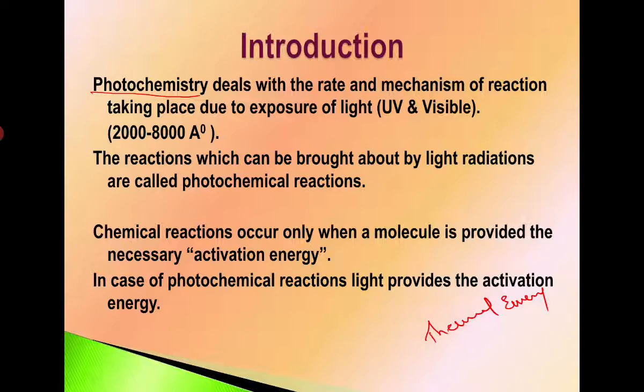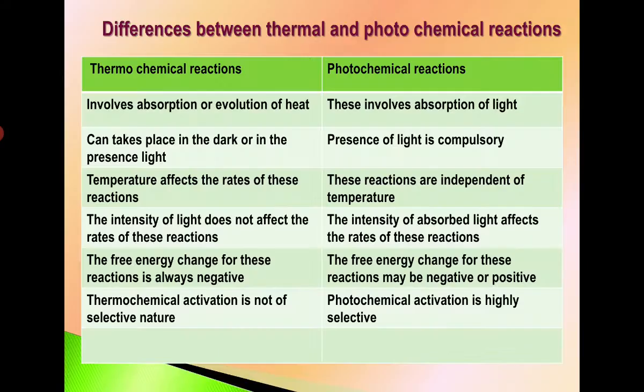The chemical effects associated with the emission or absorption of these electromagnetic radiations are explained in photochemistry. The reactions which can be brought about by light radiations are called photochemical reactions, and it generally deals with the rate and mechanism of reactions taking place due to the exposure to light, mostly the absorption of radiations from the UV and visible range. Chemical reactions occur only when a molecule is provided the necessary activation energy, and this activation energy is provided by the light in photochemical reactions.